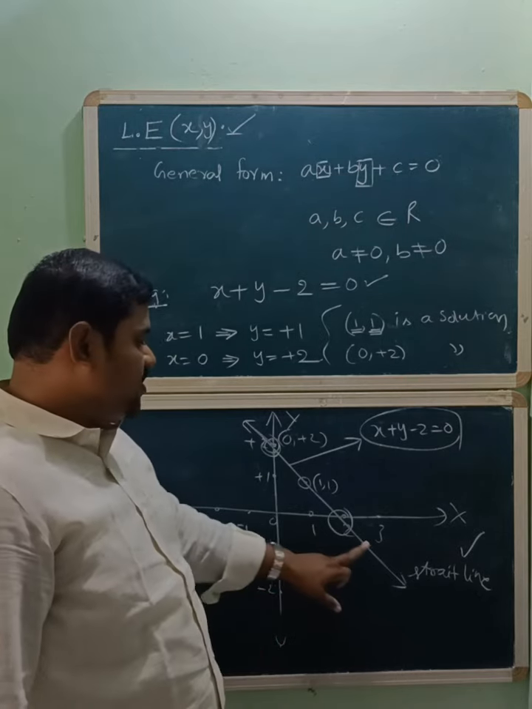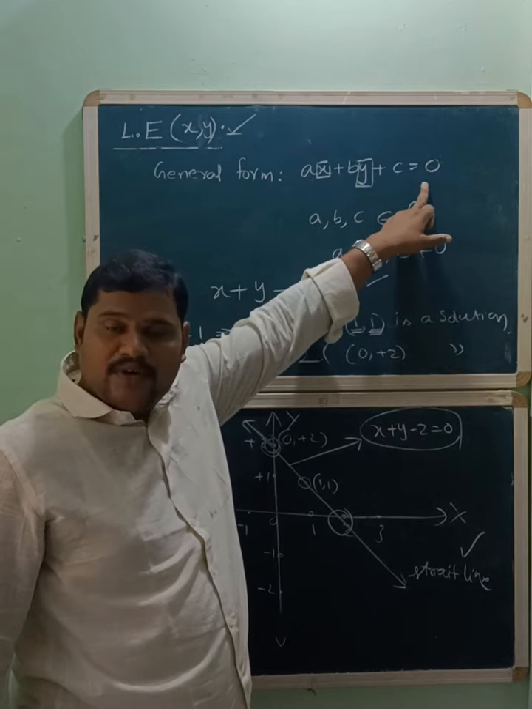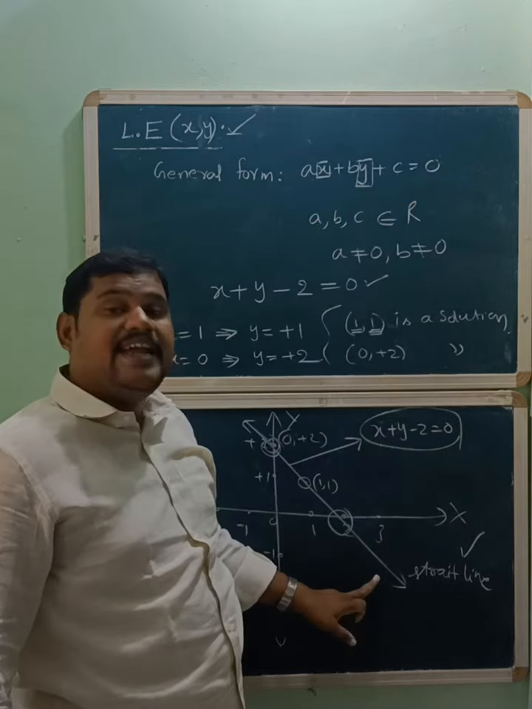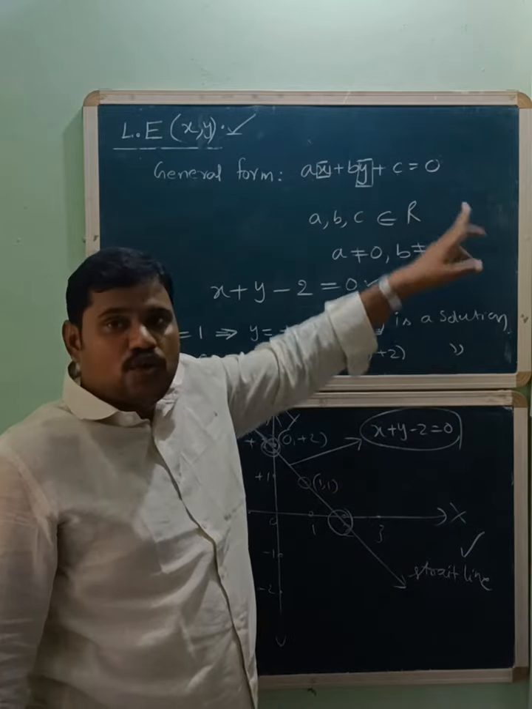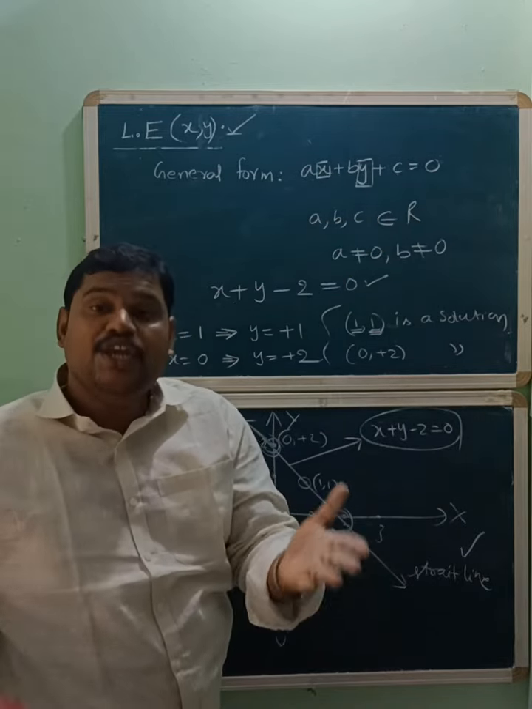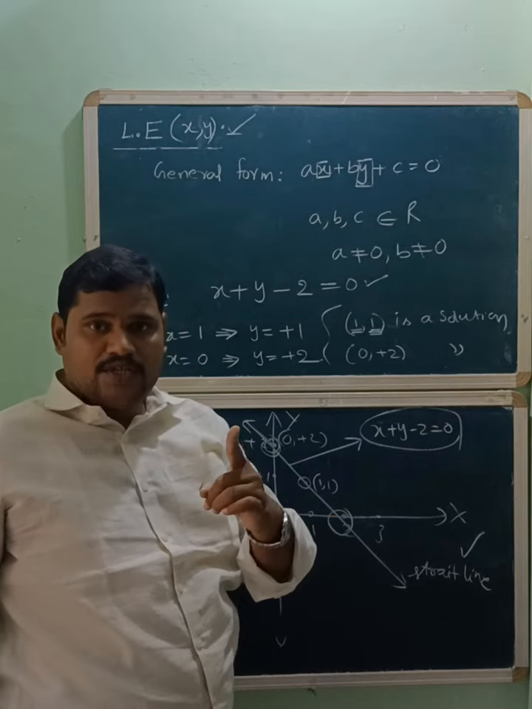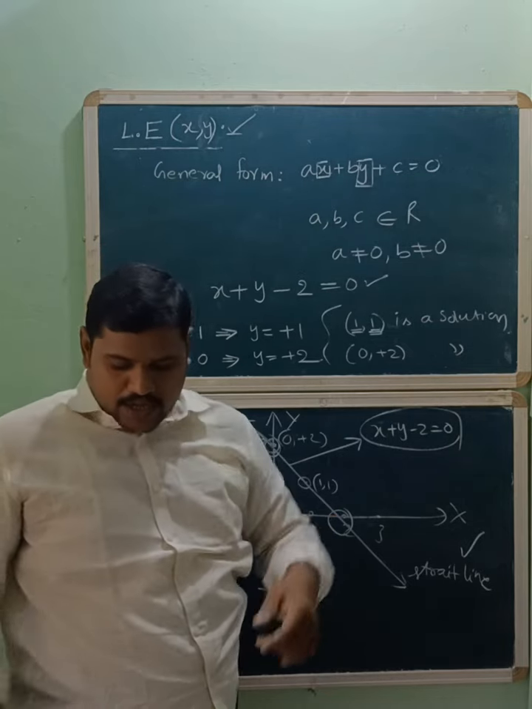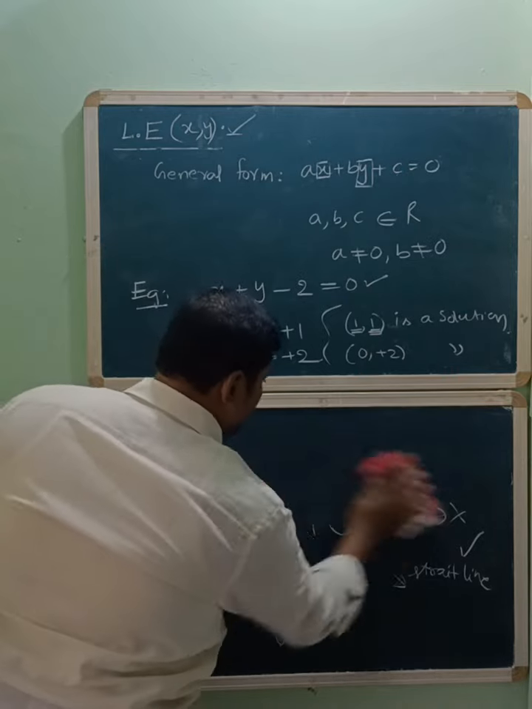But what is the shape of the line ax plus by plus c is equal to 0? That is a straight line. And ax plus by plus c is equal to 0 has how many solutions? Infinitely many solutions. I hope all understood this one.